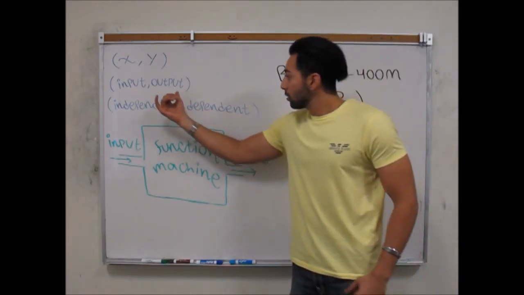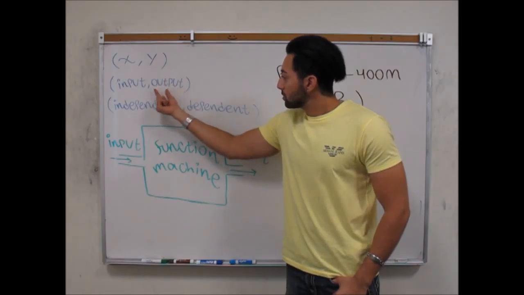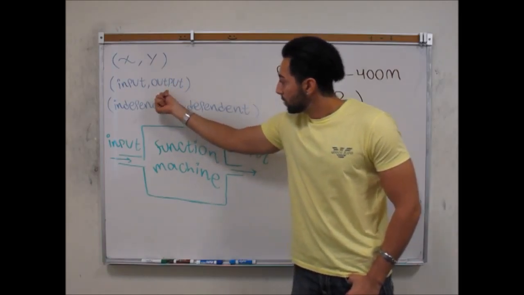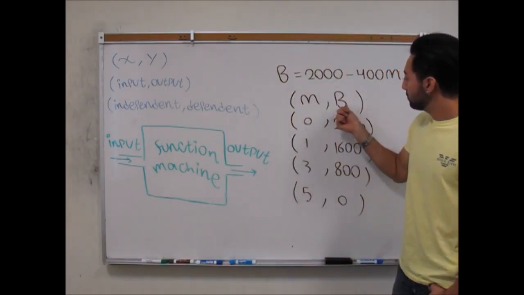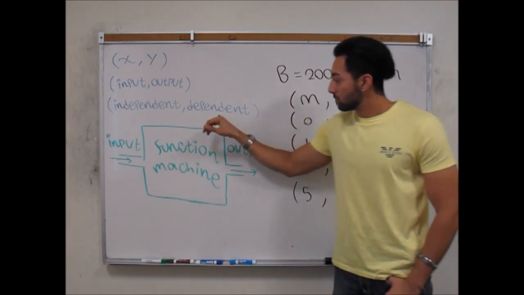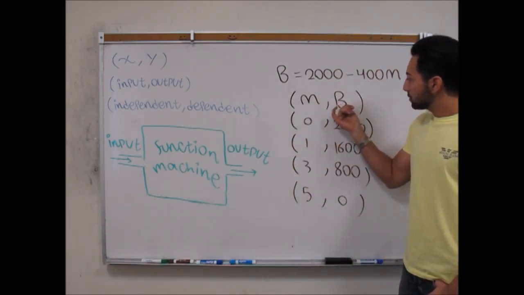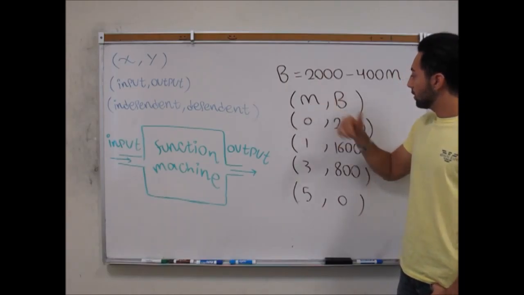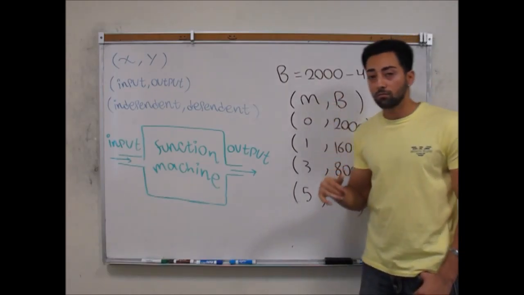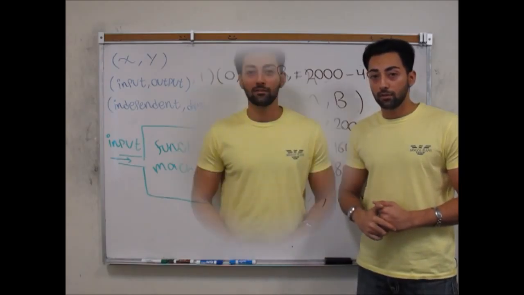And as we said earlier, your output is the second coordinate of your ordered pair. So we could see that our output is B. And that's also known as the dependent variable. So your balance depends on the month, and when a certain variable depends on another one, we say that it's a function of that variable.